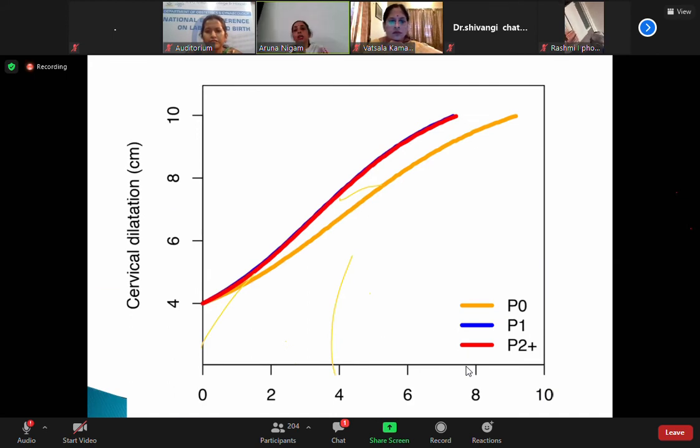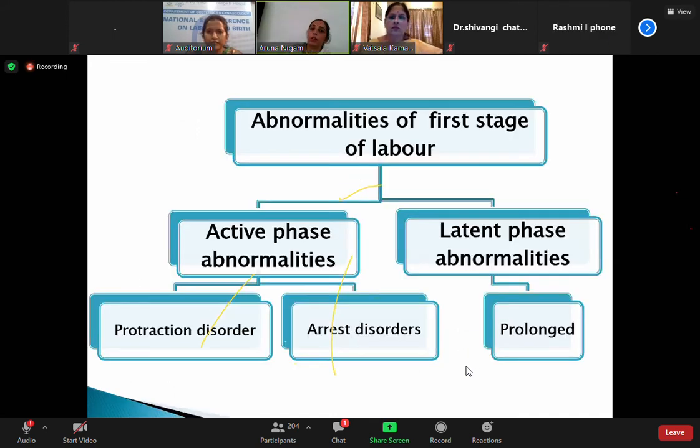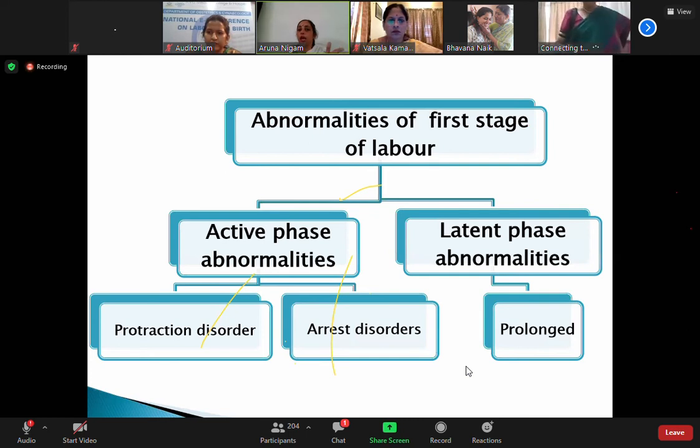So coming with this background, which has already been given so nicely by Dr. Raman, to abnormalities of the first stage of labor, because of the whatever books we were reading, the classification was there, which has all been changed. So we have an active phase abnormality, and we have latent phase abnormalities. The latent phase abnormality is labeled as prolonged latent phase, and there is no arrest of latent phase. Remember that there is no arrest of latent phase. And in active phase abnormality, there are protraction disorders and arrest disorders.